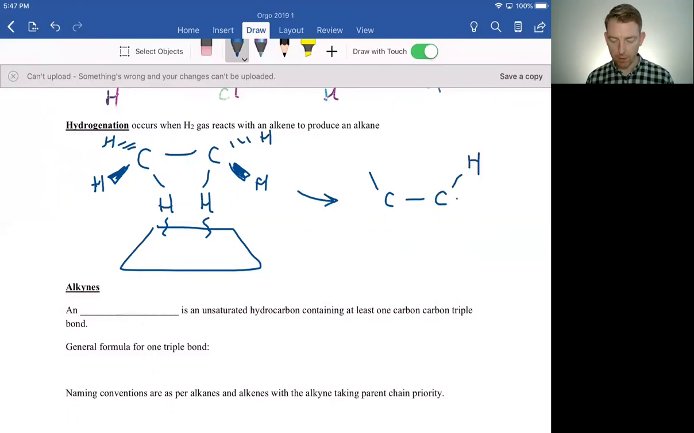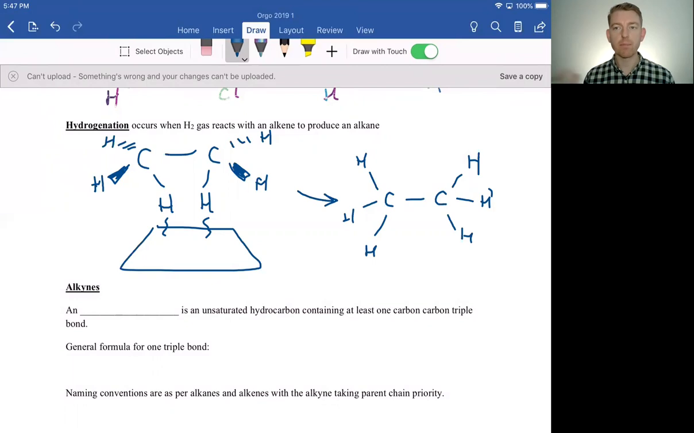Okay, and we can do this for any kind of size molecule. So usually what you would look at is to take quite a long oil, like a plant oil or a vegetable oil, hydrogenate it so that it becomes a solid. So that's the idea behind margarine, really. Okay, and that's alkenes. We'll push on into alkynes.